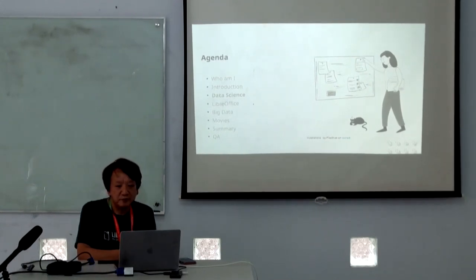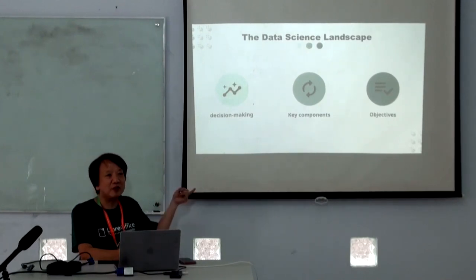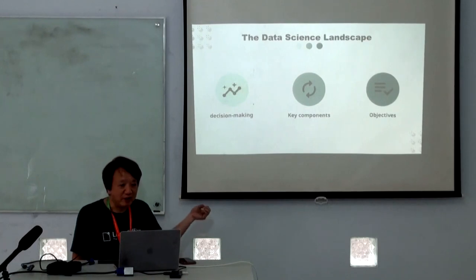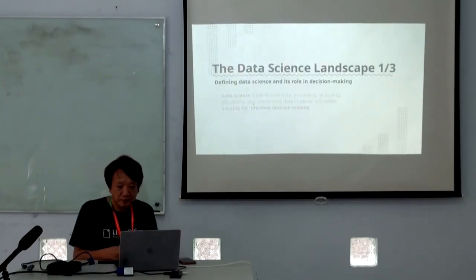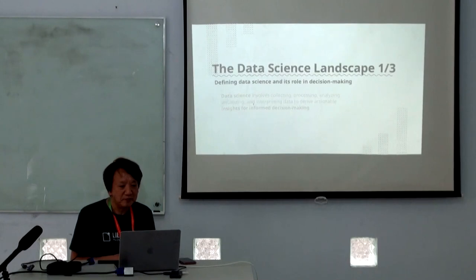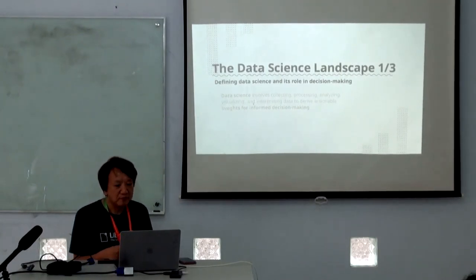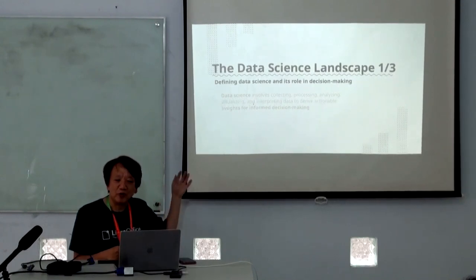About data science. Data science landscape. It's good for decision making. Key concepts and objectives. One, defining data science and its role in decision making. Data science involves collecting, processing, analyzing, visualizing, and interpreting data to derive actionable insight for informed decision making. So data science is good for decision making.